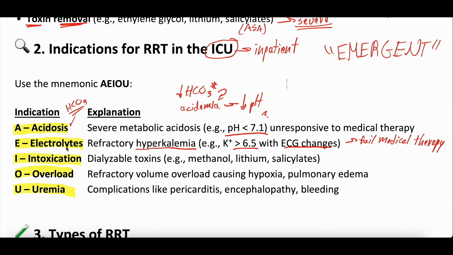So that's the A for acidosis, E for electrolytes, I stands for intoxication. And this is really the toxin removal portion of dialysis. So if you have a life-threatening level of a dialyzable toxin. Again, this is toxic alcohols like methanol, ethylene glycol. We don't usually dialyze for isopropyl alcohol, although that's another toxic alcohol. Different medications like lithium, salicylates from aspirin. All of these things sometimes need emergent dialysis.